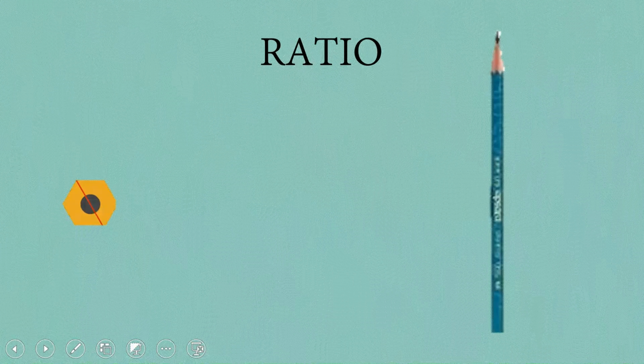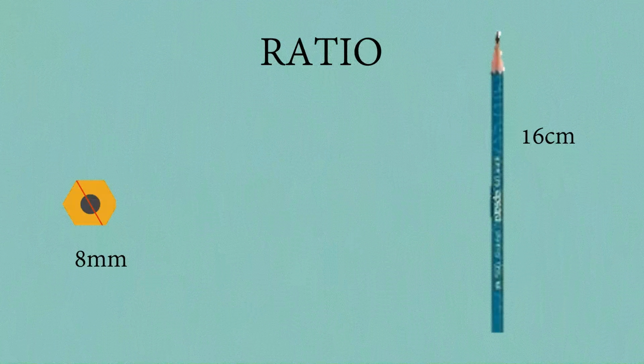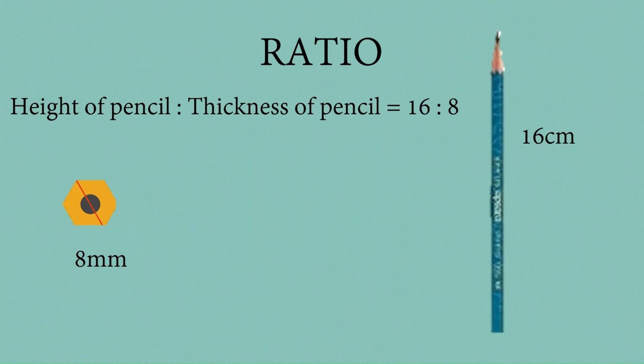We'll see another example. Now consider the thickness of a pencil against the height of a pencil. Say thickness of pencil is 8 mm and height of the pencil is 16 centimeters. Now how to write a ratio? Let us write like height of pencil is to thickness of pencil equal to, substitute the values, 16:8. These things we can divide with 8 on both the sides and can be written as 2:1. Now try to read this as a statement the way we have done in the previous step. Here it is height of pencil is, then we have to read this, 2 times the thickness of pencil.